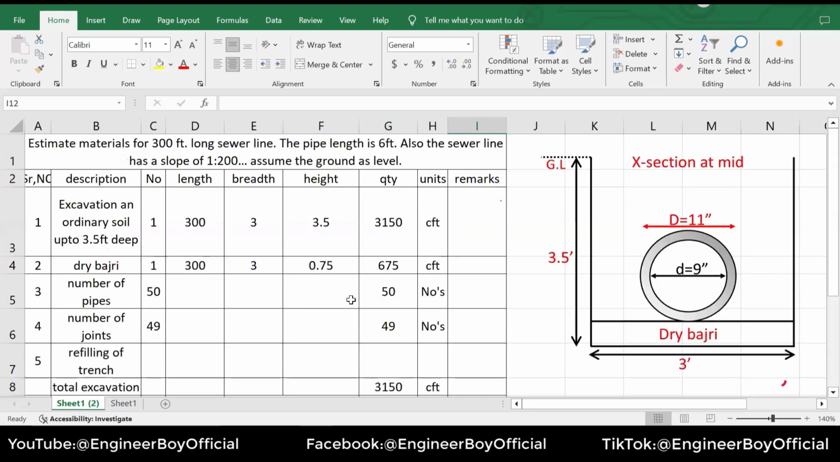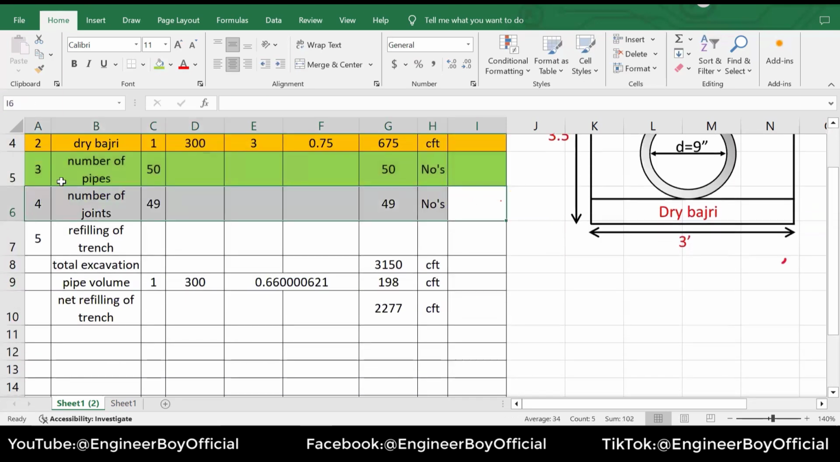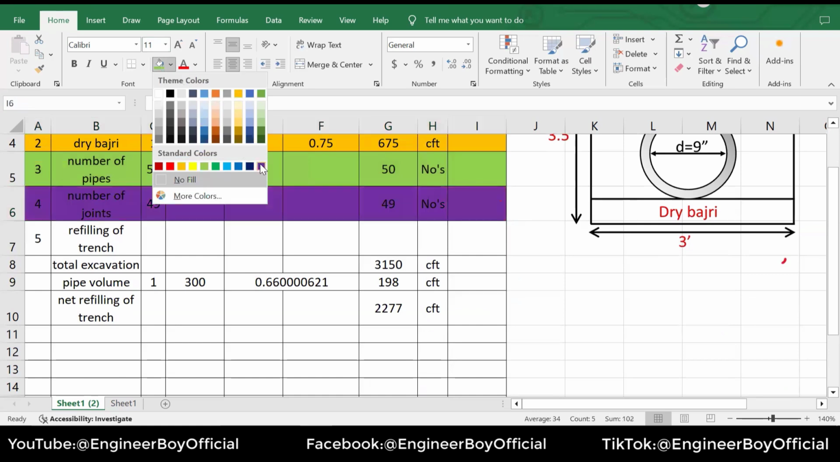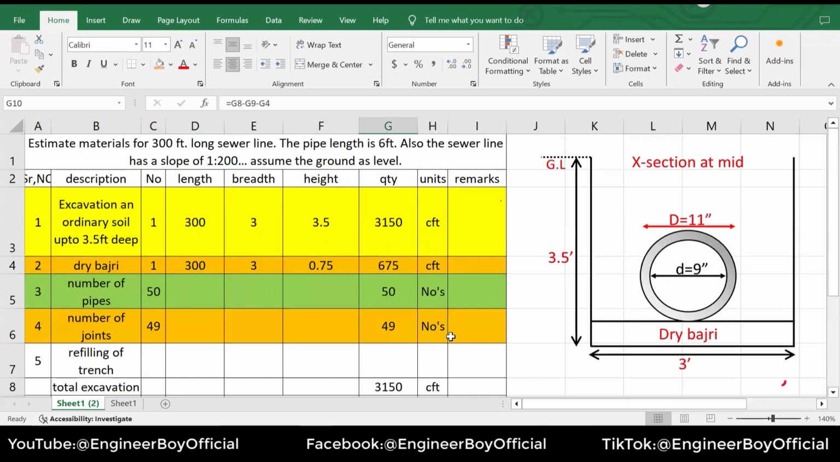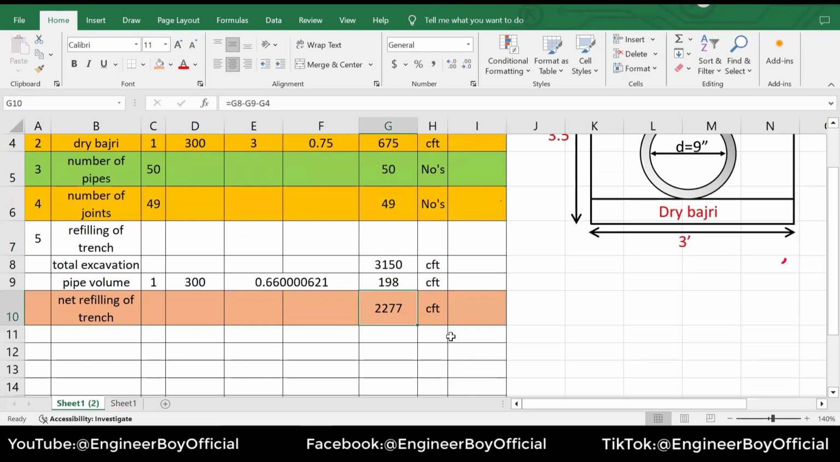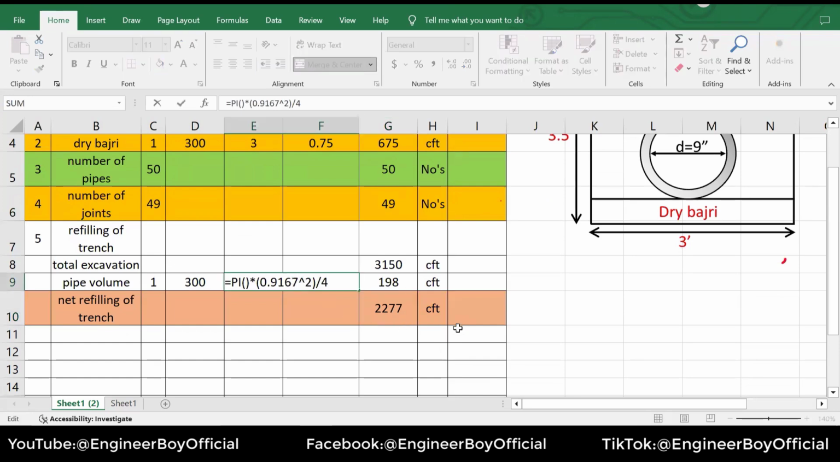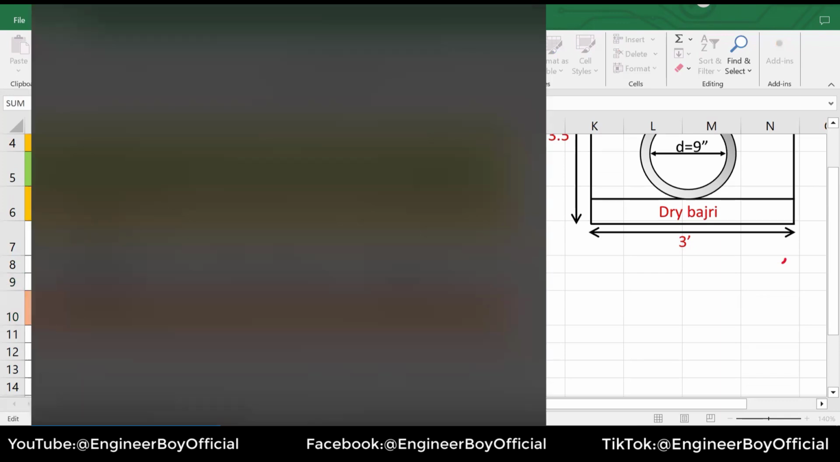This is very simple. Is there any question? Why is it 11 inches divided by 12, and not 9 inches?